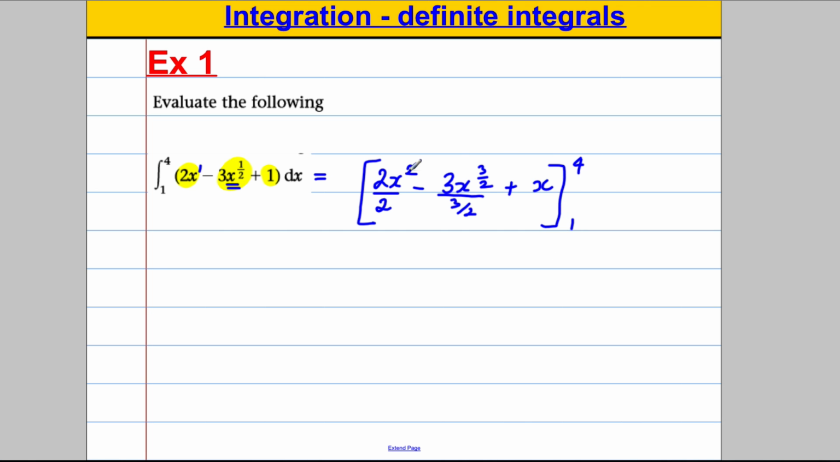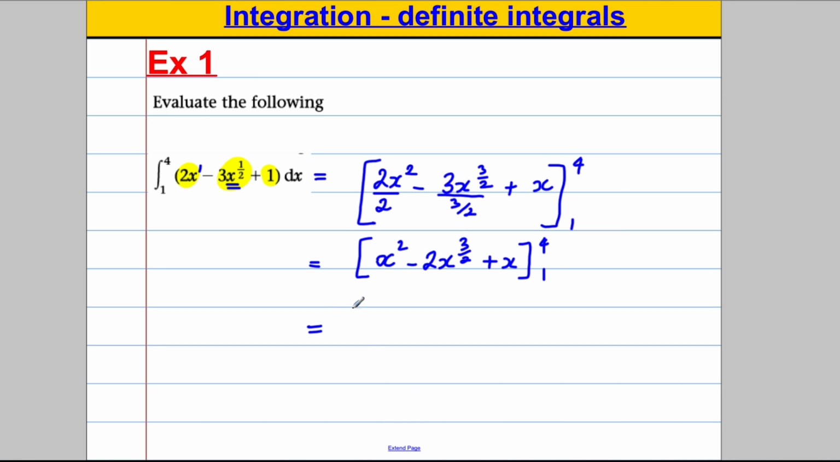Now we're going to put 4 in. Well, we're going to simplify this first. Let's simplify this because it's more complicated than it needs to be. 2 over 2 is 1, so we have x squared. 3 divided by this here is going to be equal to 2. So this is going to be take away 2x, so 3 over 2 plus x between 4 and 1.